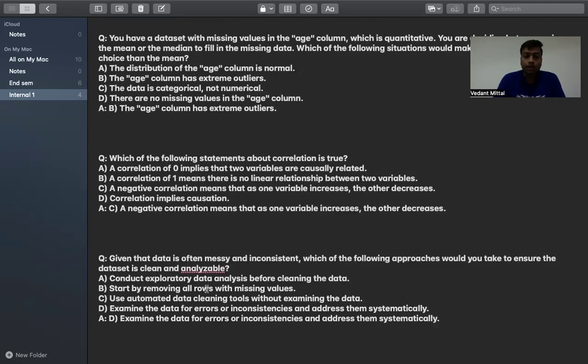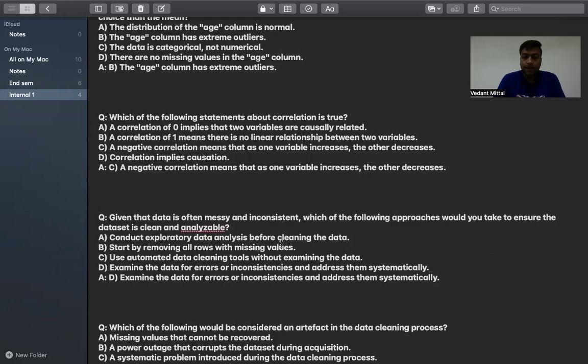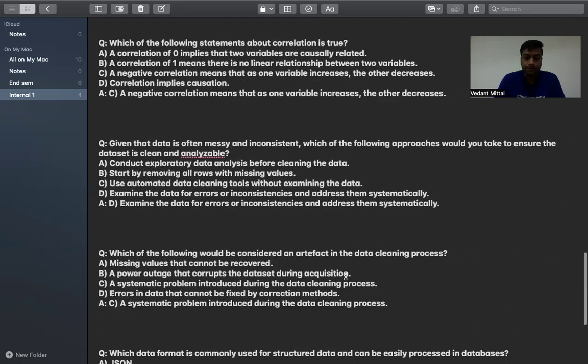Now, given that data is often messy and inconsistent, which of the following approaches would you take to ensure the data set is clean and analyzable? So, we examine the data for errors or inconsistencies and address them systematically.